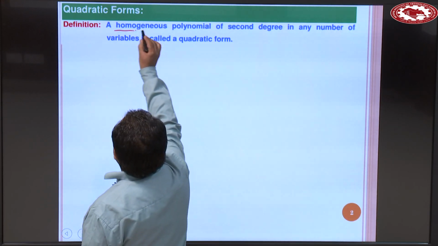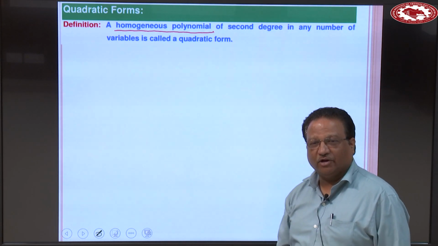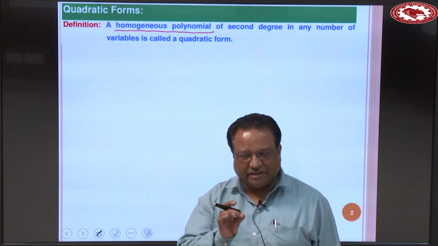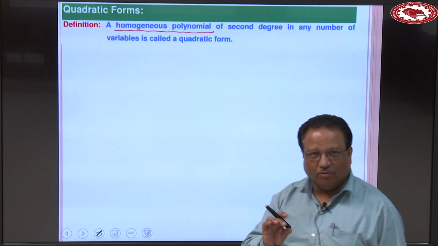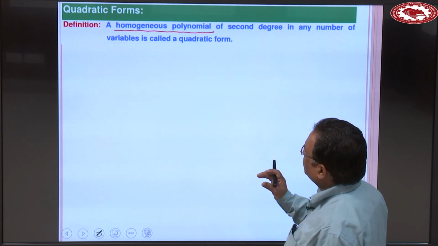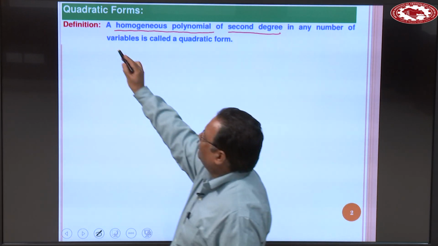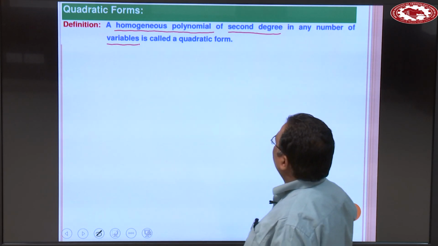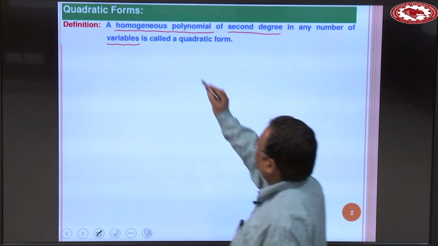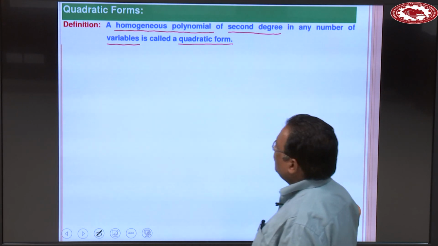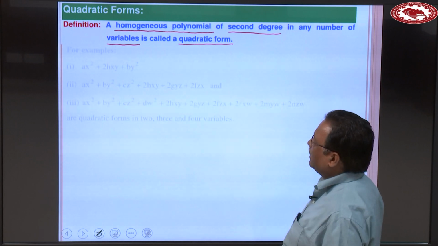A homogeneous polynomial. Clear? Homogeneous means that all the terms have the same power. Clear? So, a homogeneous polynomial of second degree in any number of variables is called a quadratic form.